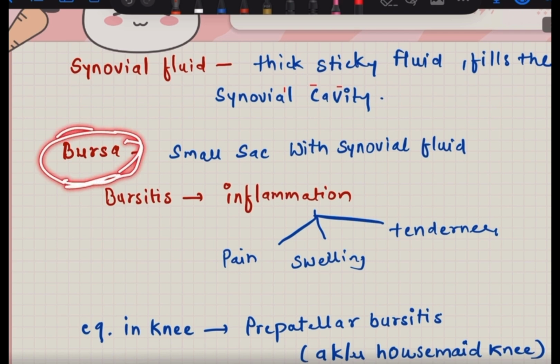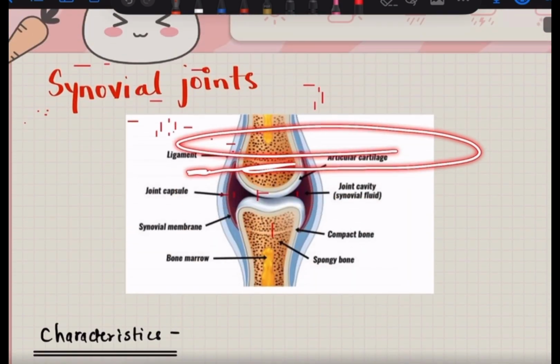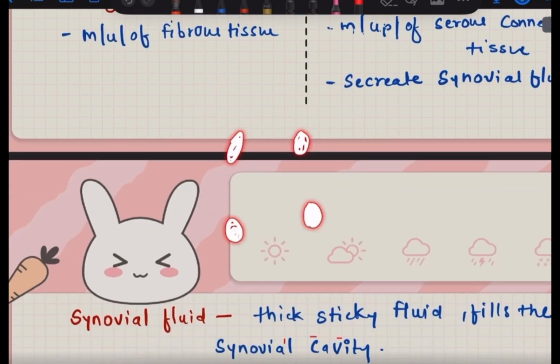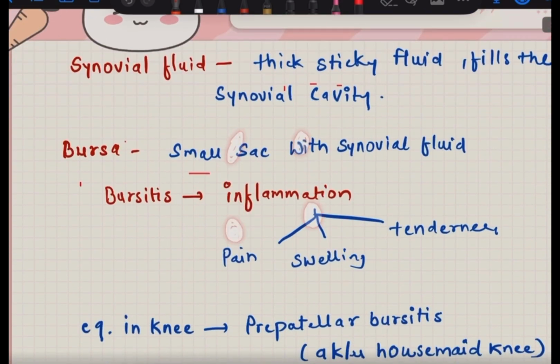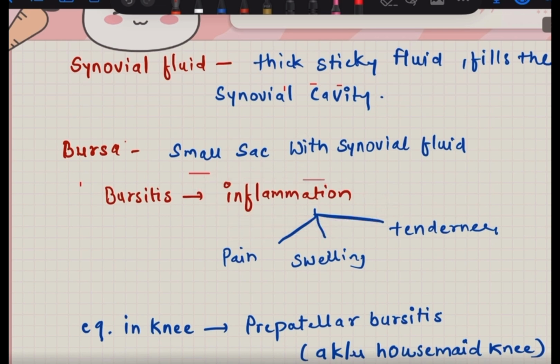Then bursa is basically a small sac with synovial fluid. These are sac-like structures which are located near the capsule, and they are filled with synovial fluid. Basically, their function is to provide cushion to the capsule. If there is an inflammation of the bursa, it will be called bursitis.